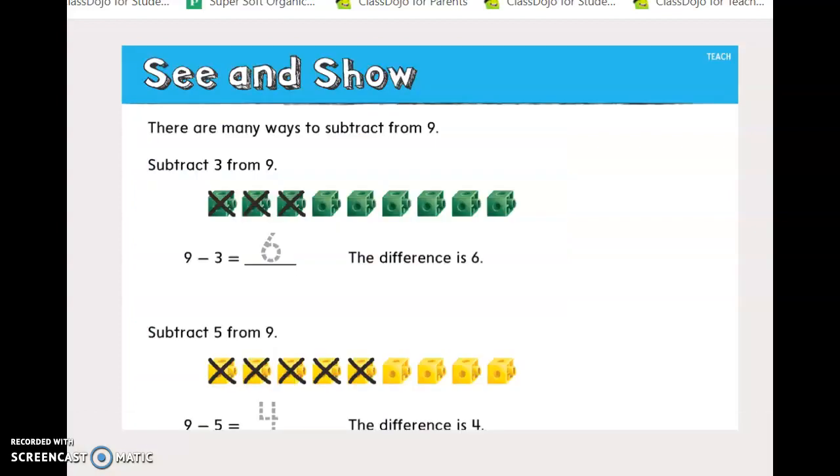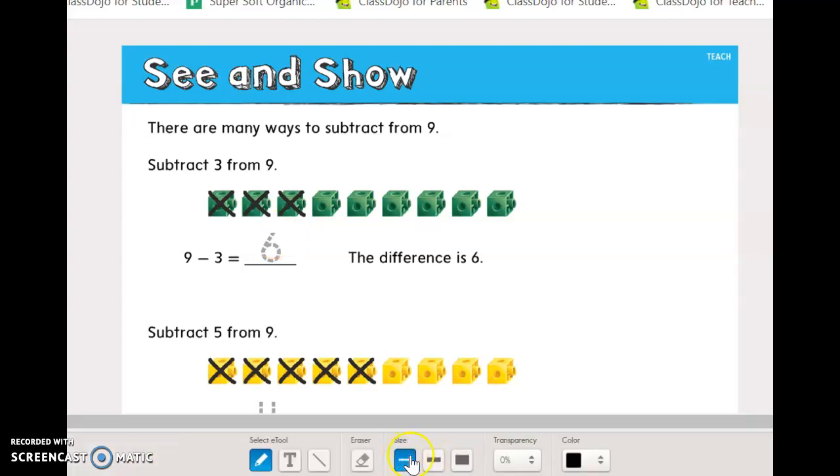All right, we are on the See and Show at the top of the page, and it says there are many ways to subtract from 9. Subtract 3 from 9, and what they have shown here is they put X's on 3 and they wrote their number sentence, and we're going to use our tool to write the difference, which is the number 6. So 9 take away 3 gives us the difference of 6 left over. All right, it says the difference is 6.